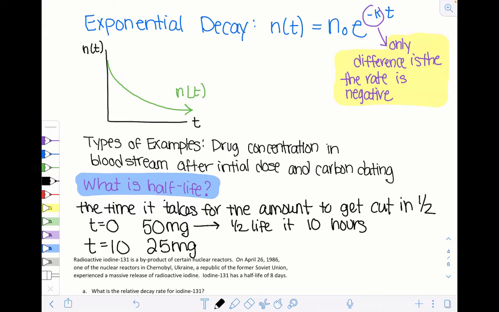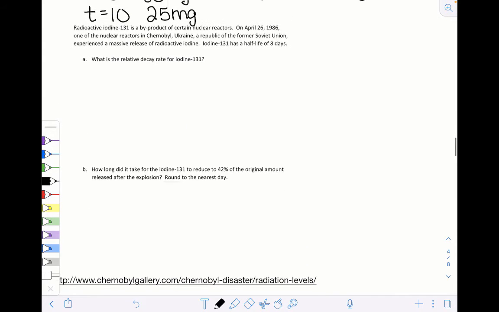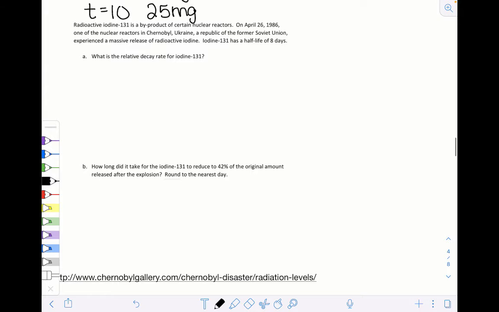Let's look at an example. Radioactive iodine-131 is a byproduct of certain nuclear reactors. On April 26, 1986, one of the nuclear reactors in Chernobyl, Ukraine, a republic of the former Soviet Union, experienced a massive release of radioactive iodine. Iodine-131 has a half-life of 8 days.